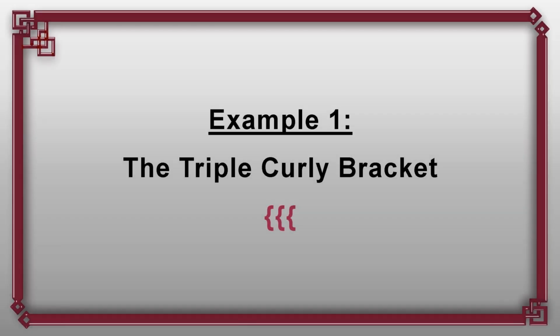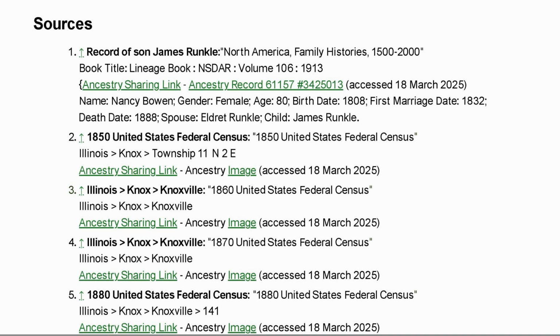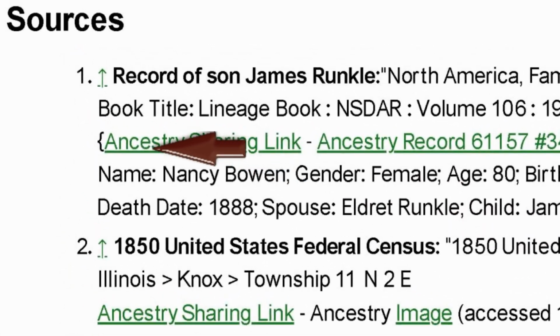Example 1. The triple curly bracket. Here is Nancy Bowen's profile page. Under the Sources section, notice a curly bracket showing just before an Ancestry link. That visible wiki code needs removed.